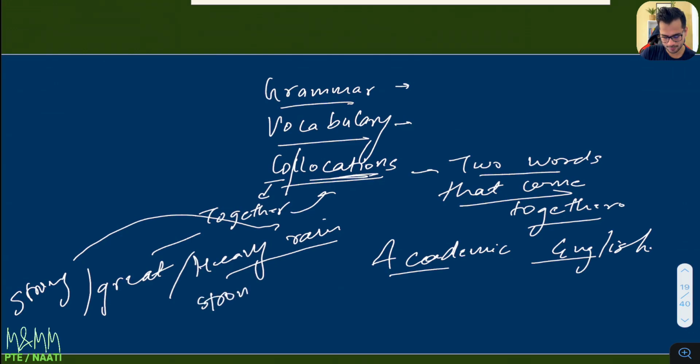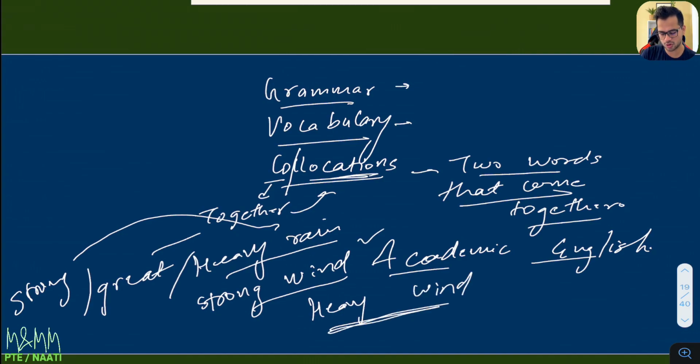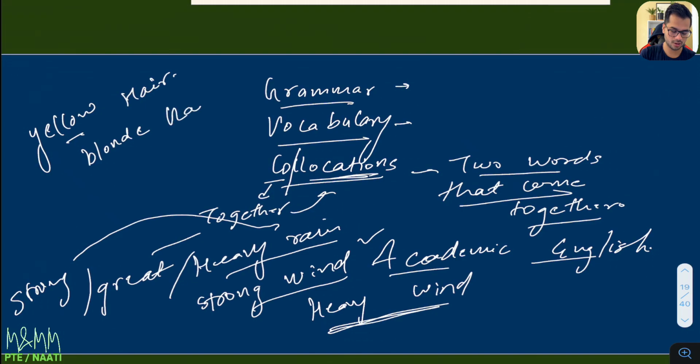In the same way, you always say strong wind. Today was strong wind. You never say heavy wind. It just sounds odd. From the very beginning, we have been saying strong wind. Similarly, yellow hair, blonde hair. Something like this.